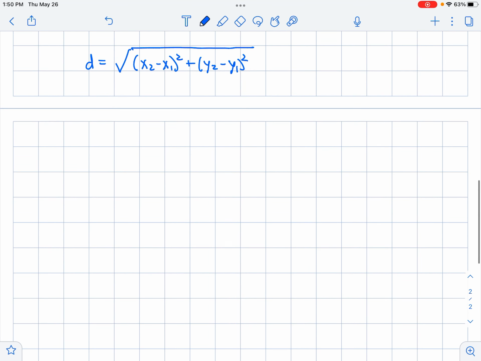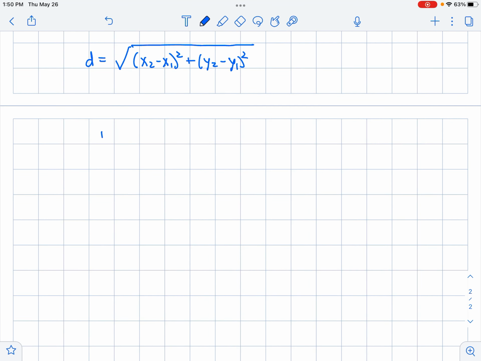Okay, so let's look at some examples here. Let's suppose I've got a point P, and let's suppose this is (-5, 4). And then I've got Q, which is (2, 3). And I want to find the length of that line segment. So here it goes. In other words, the distance, okay? PQ is equal to the square root of the difference of the x's, 2 minus -5, squared.